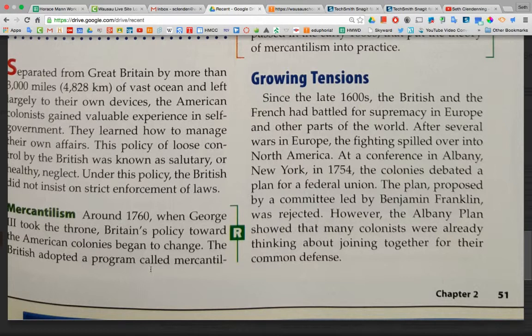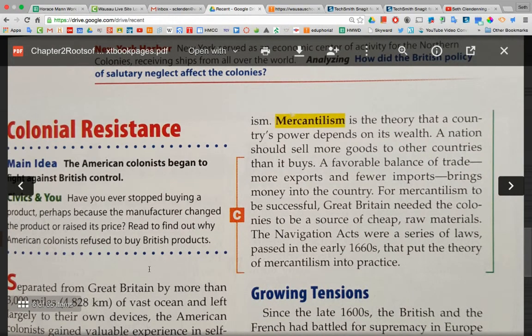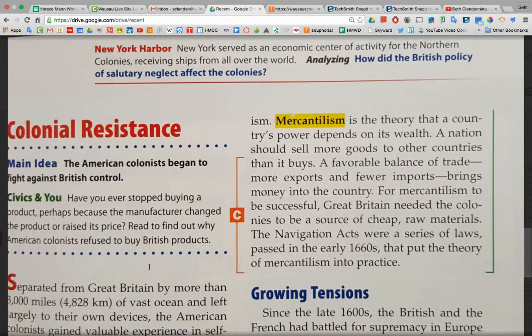Mercantilism. Around 1760, when George III took the throne, Britain's policy toward the American colonies began to change. The British adopted a program called mercantilism. Mercantilism is the theory that a country's power depends on its wealth. A country should sell more goods to other countries than it buys. A favorable balance of trade, more exports and fewer imports, brings money into the country. For mercantilism to be successful, Great Britain needed the colonies to be a source of cheap raw materials. The Navigation Acts were a series of laws passed in the early 1760s that put the theory of mercantilism into practice.